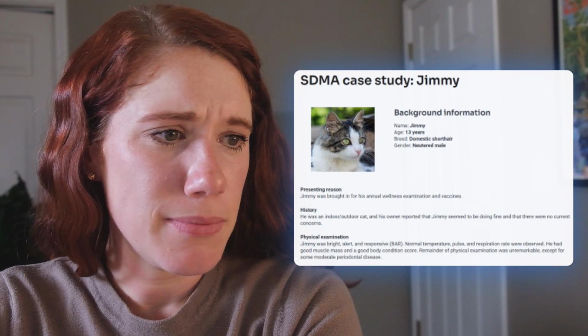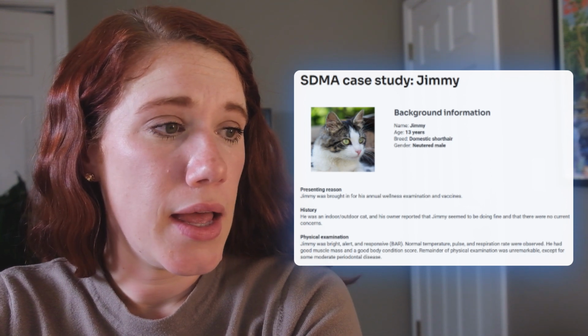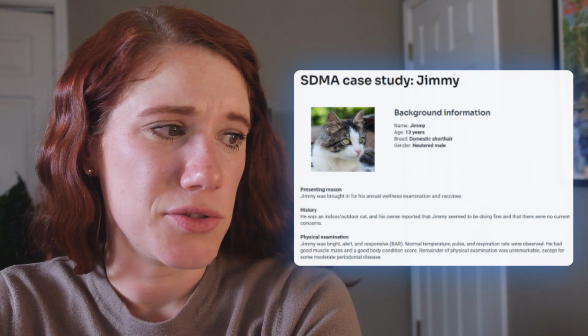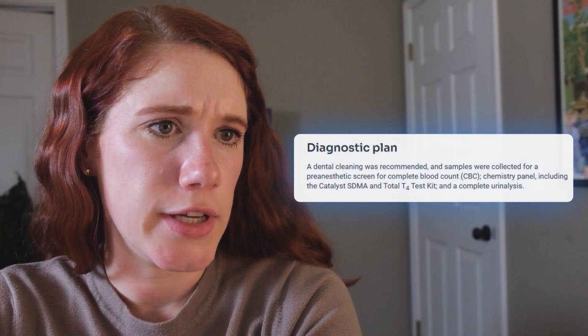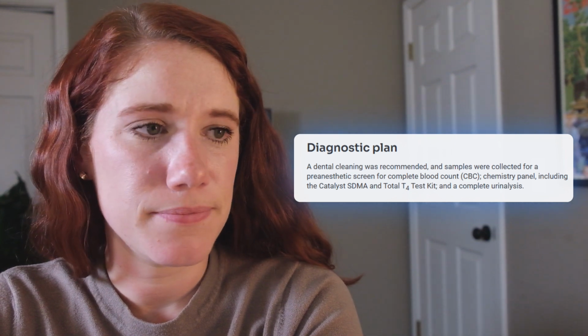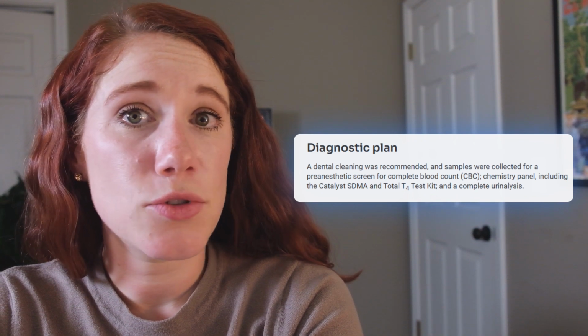Great. Good muscle mass. Awesome. Great body condition score. That's good. And then physical exam was unremarkable, except for some moderate periodontal disease. Okay, so we've got some dental disease. Shocker, 13-year-old cat, to be expected. So overall, a dental clean was recommended.